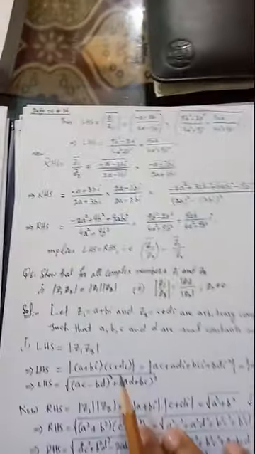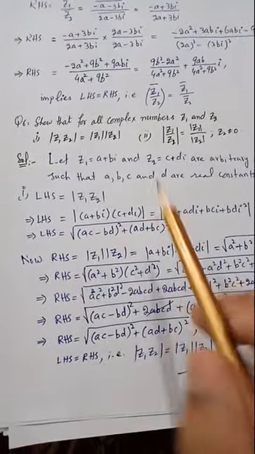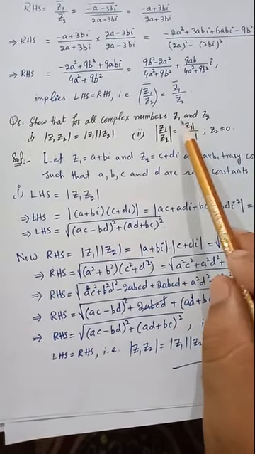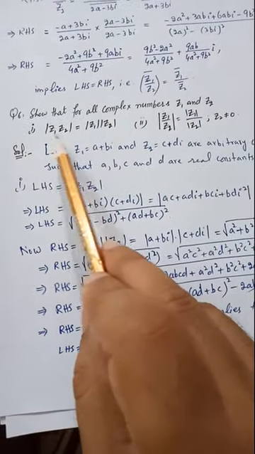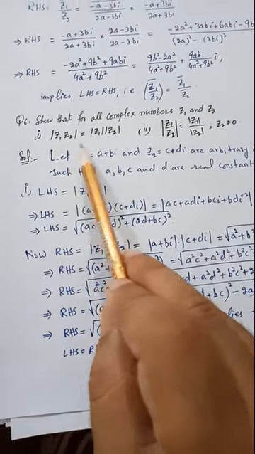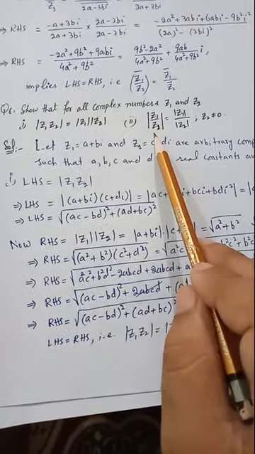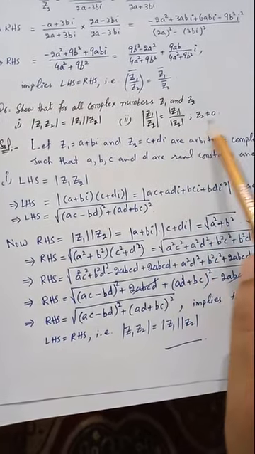Now this is the remaining part of that question. So these are very easy questions. Now in this case, show that for all complex numbers z1 and z2, part 1: z1 z2 whole absolute is equal to z1 absolute times z2 absolute. Part number 2: z1 divided by z2 whole absolute is equal to z1 absolute divided by z2 absolute, where z2 is not equal to 0.